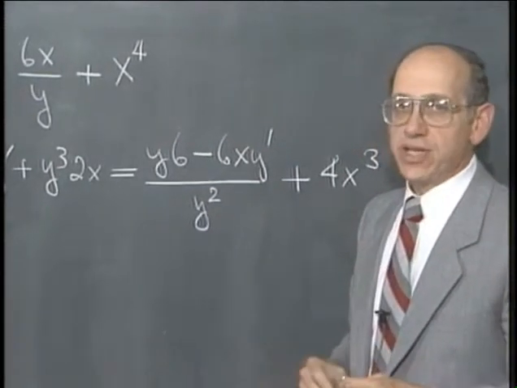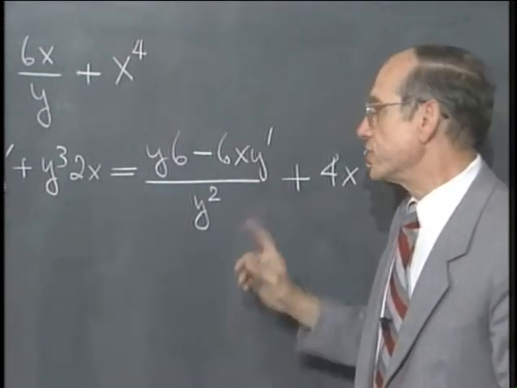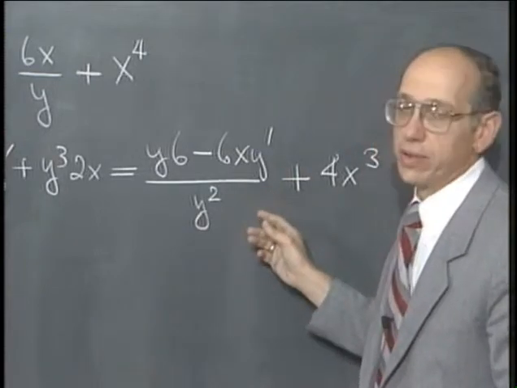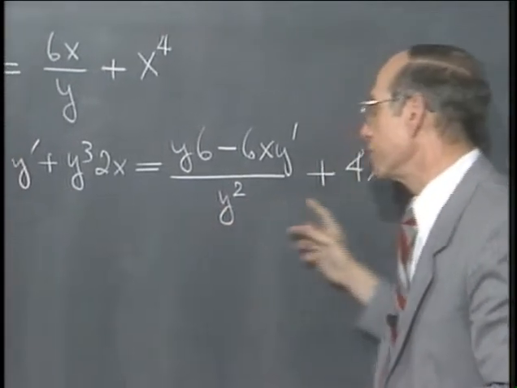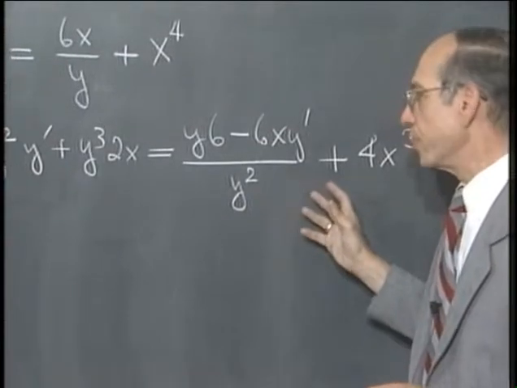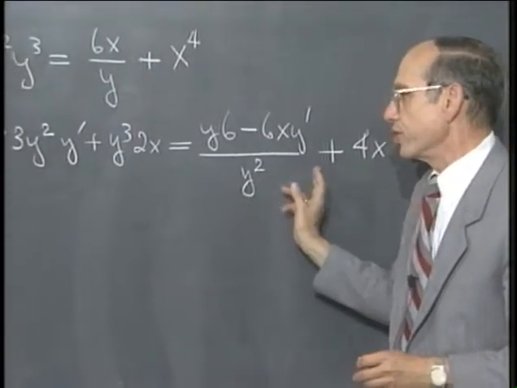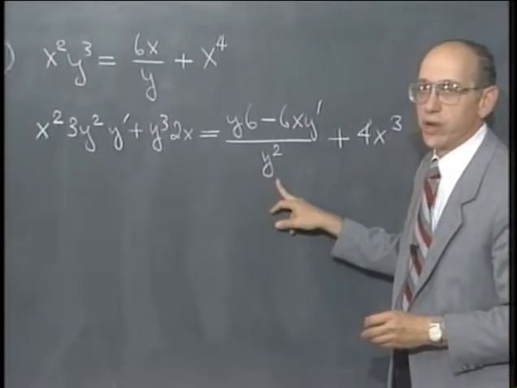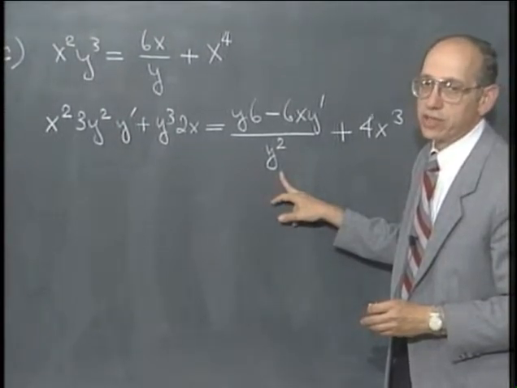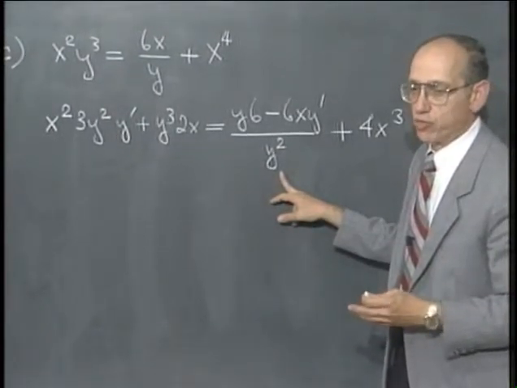Now, the algebra is actually harder than the calculus. We want to solve for y prime. This is a very cumbersome looking expression. I think the first thing we ought to do is multiply through the entire equation by y squared. That'll get rid of all the denominators, and then we'll be able to proceed in grouping terms.